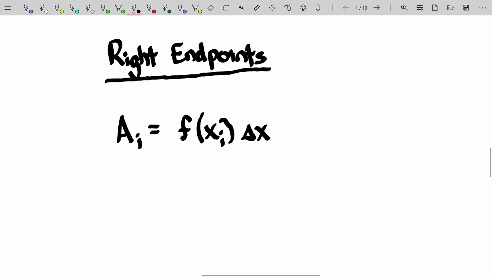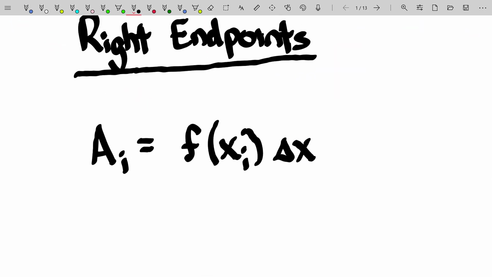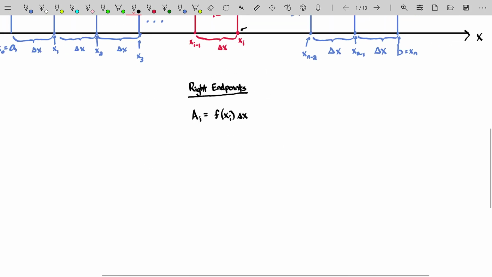Now, because we dealt with the arbitrary ith slice here, we can make a summation very nicely. If we're using right endpoints with n slices, we're just going to add up. That's what the capital sigma means: add up all those slices starting at i equals 1 to n, of all of those areas. In fact, I'm going to write it this way, of a sub i.